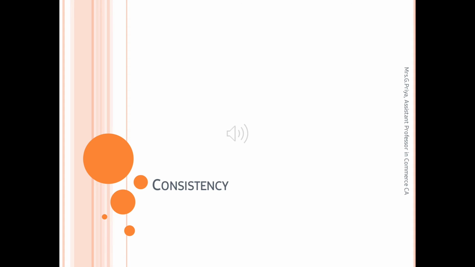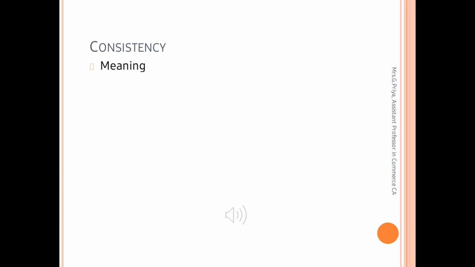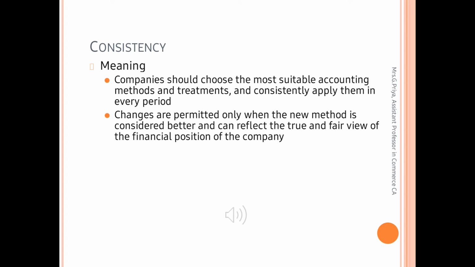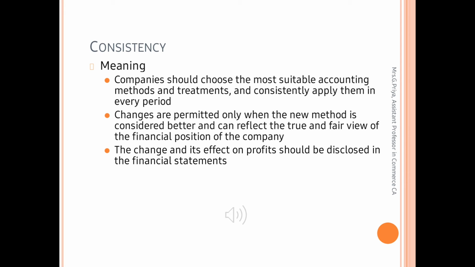And another slide is consistency. Meaning of consistency. Companies should choose the most suitable accounting methods and treatments and consistently apply them in every period. Changes are permitted only when the new method is considerably better and can reflect the true and fair view of the financial position of a company. The changes and their effect on profit should be disclosed in the financial statements.